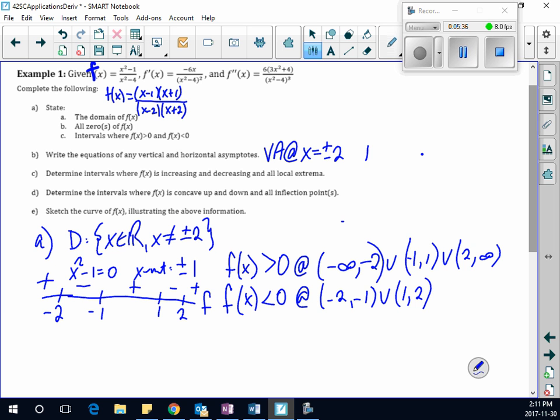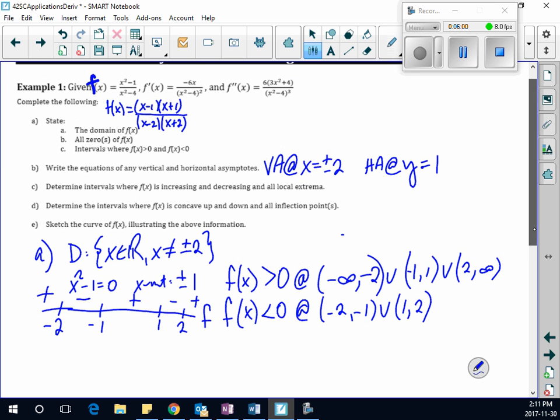What's my horizontal asymptote? Do you remember that from grade 12? y equals 1. What am I looking for? The leading coefficients, if they're the same degree. Ring a bell? Okay. So now, on what intervals is it increasing, decreasing, and what are all the local extrema? How do I do that? I need the first derivative, so I'm going to use the first derivative.